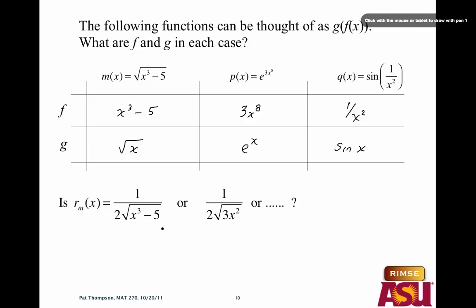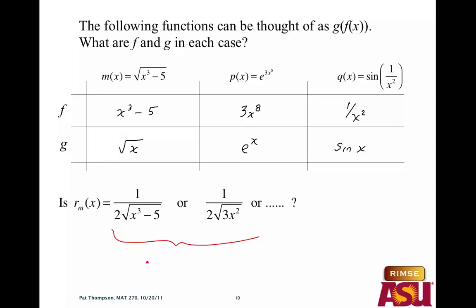We're conjecturing. Or would it be that we use the square root rule and then also take the rate of change of what's inside? So 1 over 2 square root of x, but then instead of x cubed minus 5 it would be 3x squared. Okay, or something else, right? Based on the rules that we have, these might be two good guesses for the rate of change of that m function. And what I'm going to tell you is it's neither of those. Neither of those is correct.